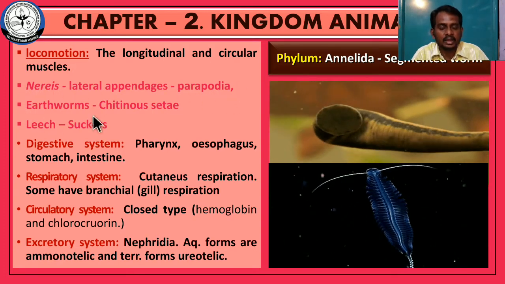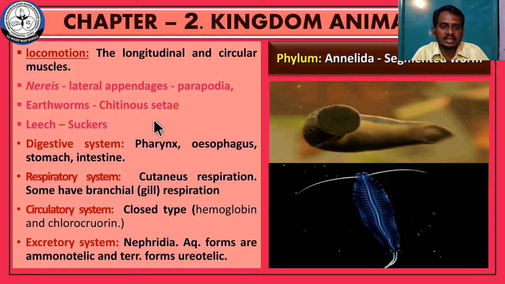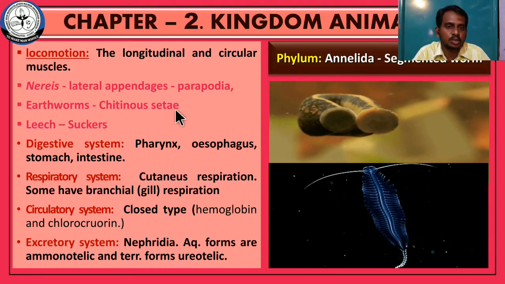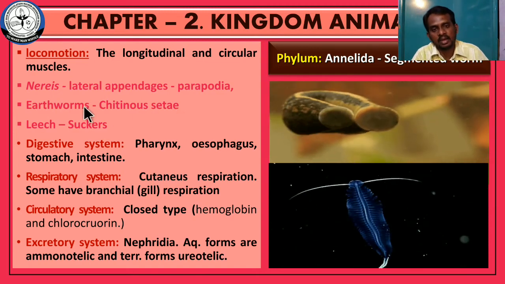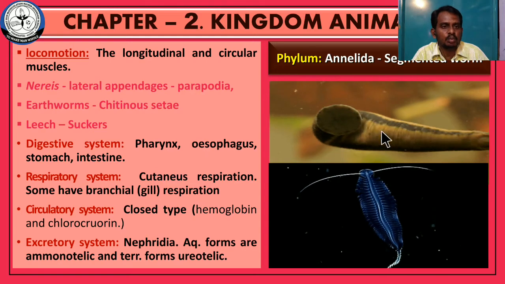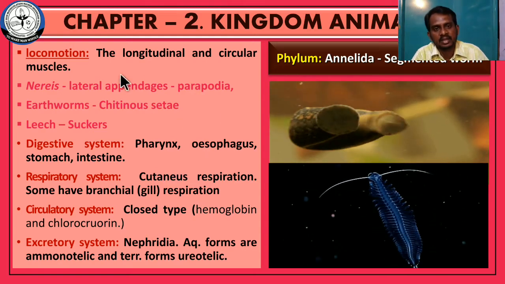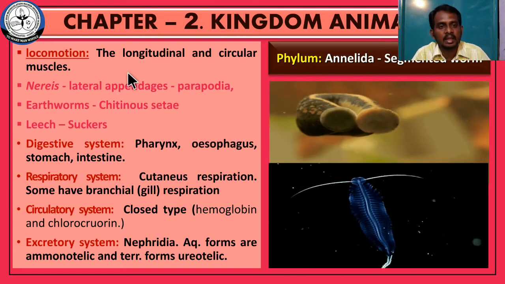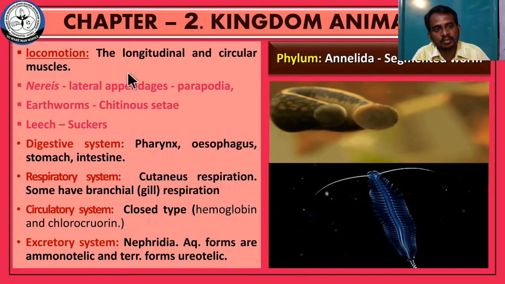Okay. And earthworms contain chitinous body setae, and these body setae help in locomotion in earthworm. And in leech, the sucker, see the picture, the sucker helps in movement of this animal. So these are the three different types of locomotory structures seen in different animals of phylum Annelida.